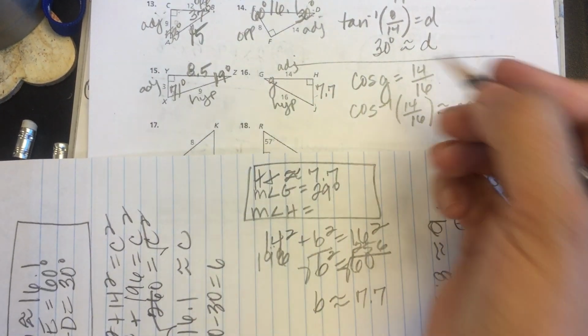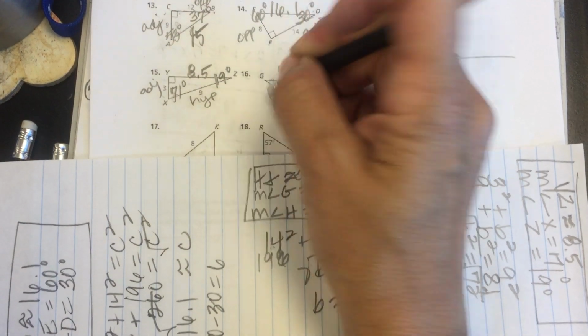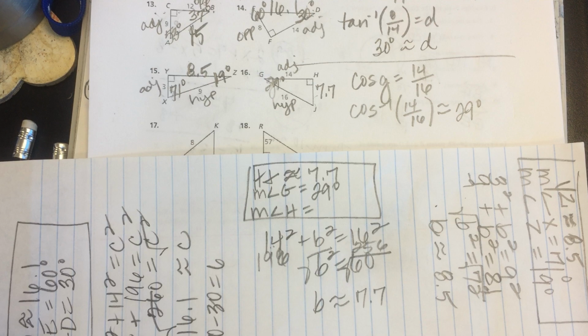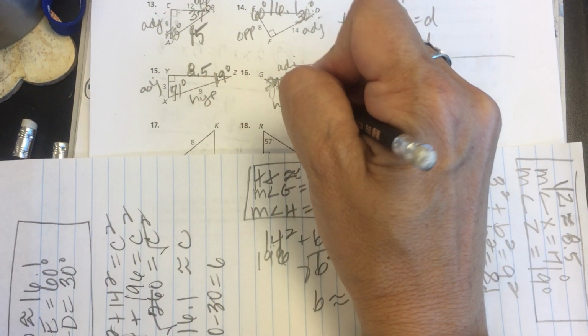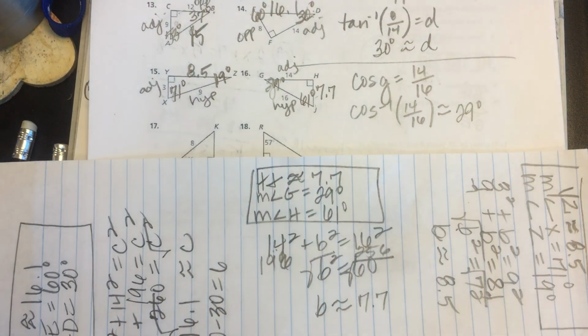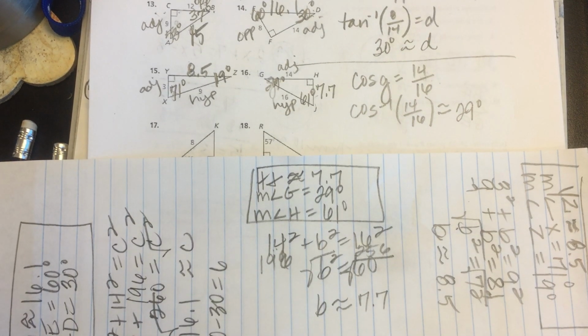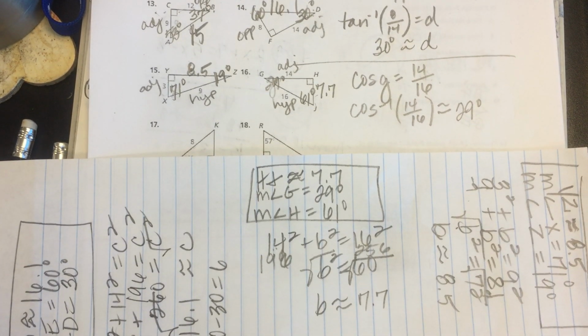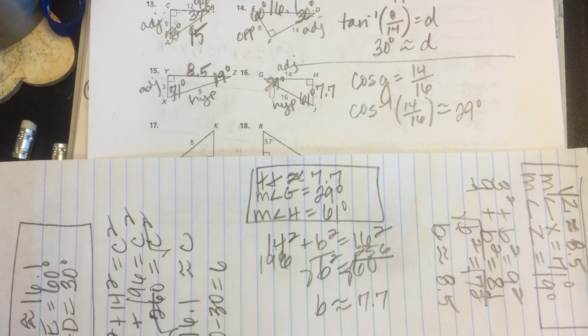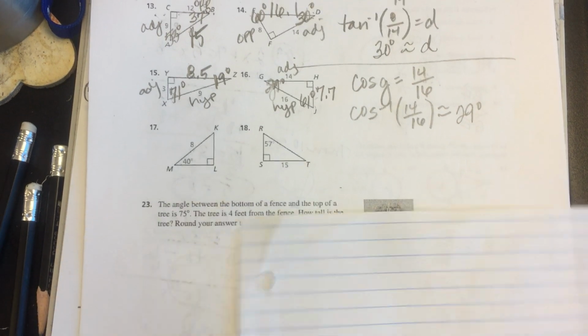If G is 29 degrees, 90 minus 29 degrees is going to leave me with 61 degrees for J. The two angles that are there have to add to 90. If your rounding was off a little bit, so be it, because if you tackled it a different way, we're going to be close, but may not be exact.